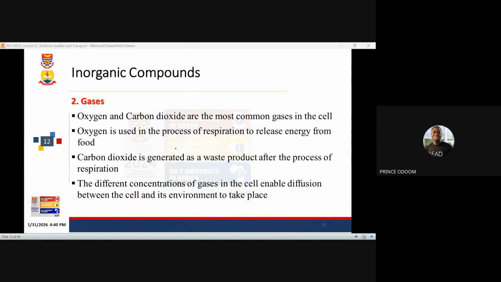aerobic and anaerobic respiration, where one takes place in the presence of oxygen and another takes place in the absence of oxygen. But mainly, the majority of respiration takes place in the presence of oxygen, unless there are organisms that are strictly anaerobes, and they do everything in the absence of oxygen. An example is Clostridium tetani. That is the bacterium that causes tetanus. They are strictly anaerobic, and so they operate well in areas where there is no oxygen.